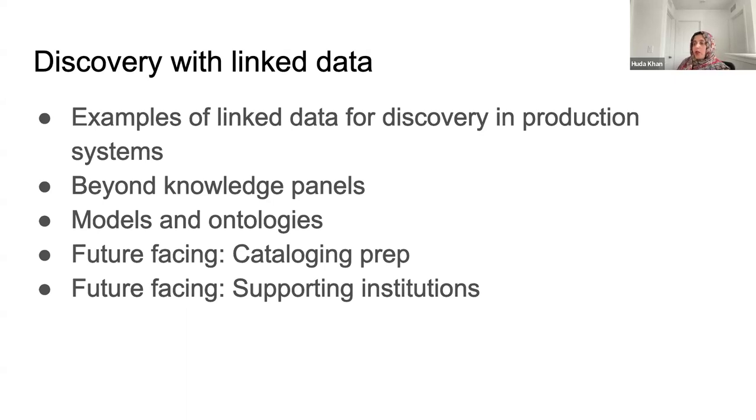So this is an overview of the topics we want to cover. It might be a slightly aggressive list, but we definitely hope to get to those last two bullets and have enough time for them, so we may have to speed through some of this. We're going to start by talking about examples of linked data for discovery and production systems, ones that exist right now, and a few characteristics of those systems. Then we'll talk about where we can go beyond knowledge panels, and mention some questions around modeling and ontologies.